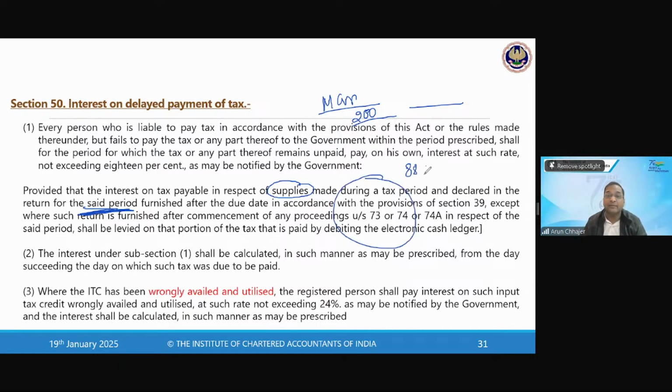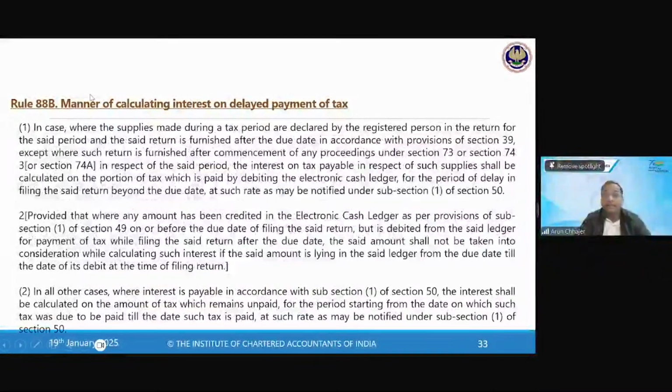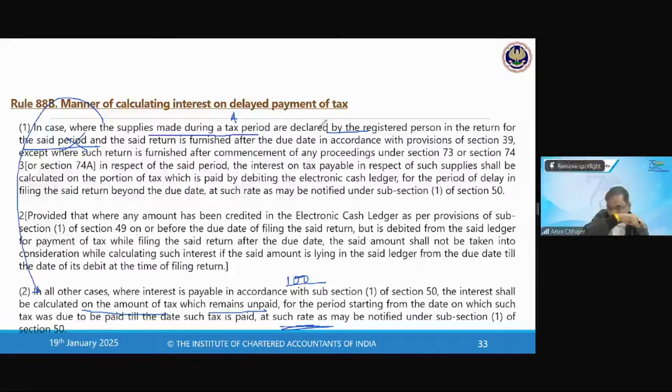Read with Rule 88B sub-rule 1. एक बार 88B में जाते हैं. We will understand a very interesting point. क्या कहता है ये? ये कहता है कि in case where the supply is made during a tax period, April, and declared in the return for the said period, यहाँ पे ये applicable नहीं होगा. तो it means you will be covered by sub-rule 2 और यहाँ पर interest आपके gross पे लगेगा. Interest will be applicable on the amount of the tax which remains unpaid. So it will be applicable on entire 100, not on the net. ठीक है? Is that clear?